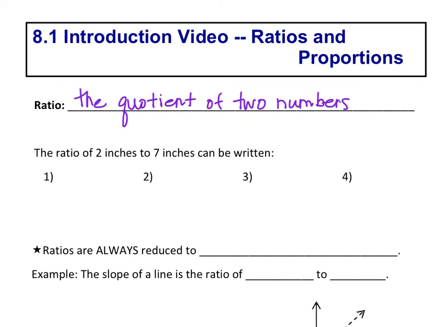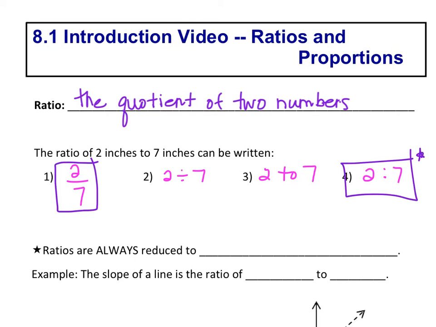And quotient, that's a vocab word from algebra and pre-algebra. That represents division. So there are some different ways to represent ratios. Here's an example. The ratio of 2 inches to 7 inches can be written 2 divided by 7, 2 over 7. You could write it as 2 and then a division sign, 7. Sometimes you'll hear it as 2 to 7 or 2 and then a colon. And that one we read as 2 to 7 also. So of the four options, the fraction and the colon, those are the best ones that we're going to use.